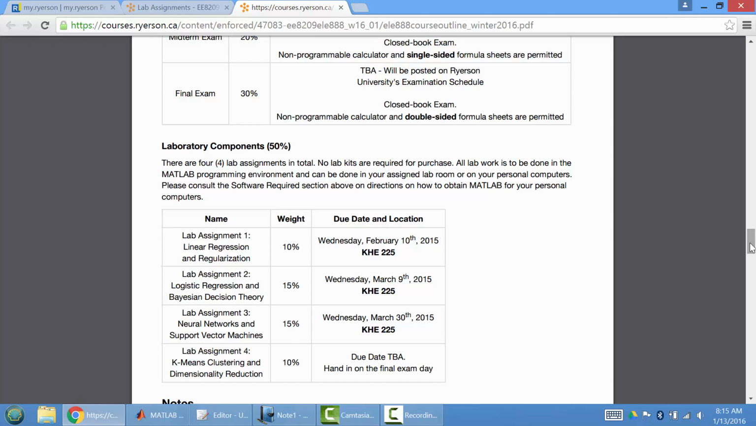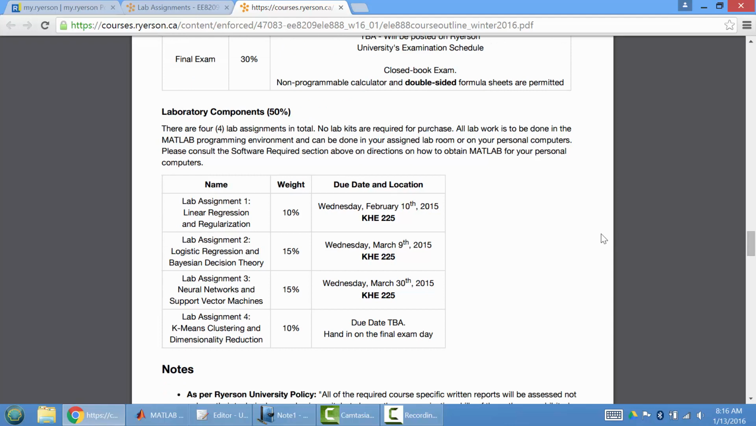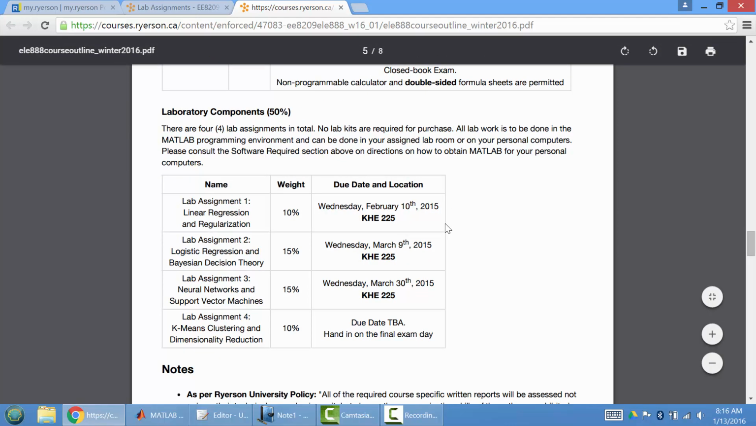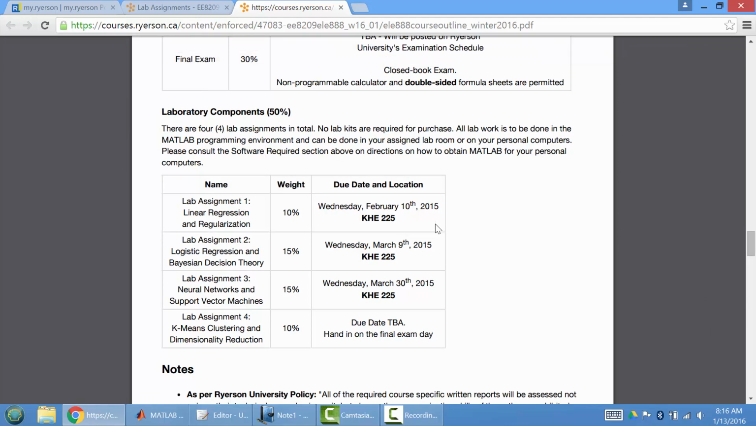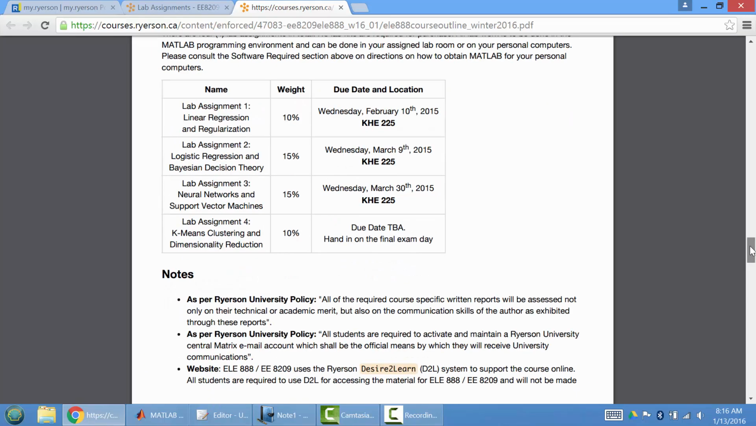So labs 2 and 3 are more heavily involved, so they're weighted a little more, and the first and the last lab are a little less because they don't require much work, especially the last lab, you don't want to do that much work towards the end of the semester. So the due dates are here. You can check them out, but they're due in class. You hand them in before I leave, and that's that.